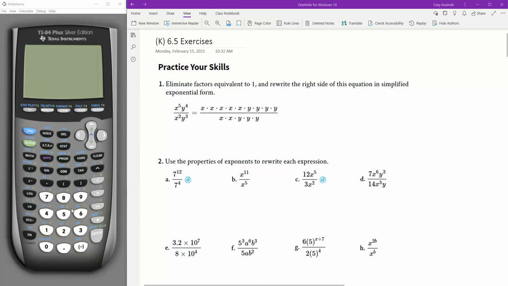6.5 practice your skill exercises from our book dealing with exponents, looking back with exponents, the division property of exponents. Let's do it here. Number one really lays it out for us. Eliminate factors equivalent to 1 and rewrite the right side of the equation in simplified exponential form.